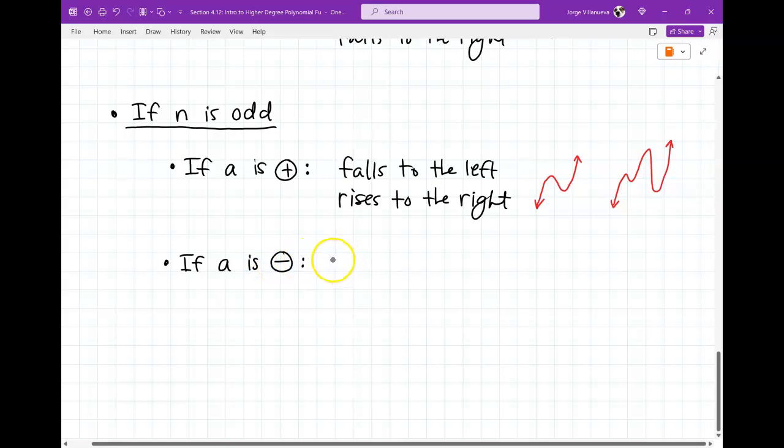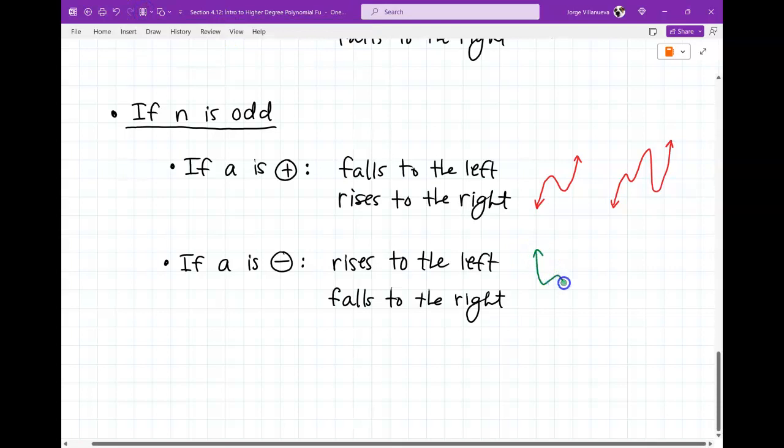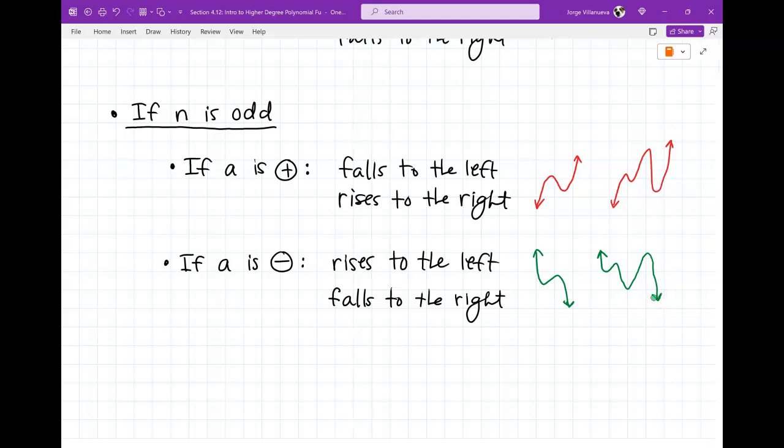If A is negative, it rises to the left and it falls to the right. So something like this. Again, you'll notice the arrow to the left is going up and the arrow to the right is going down. All right? So it's very important.